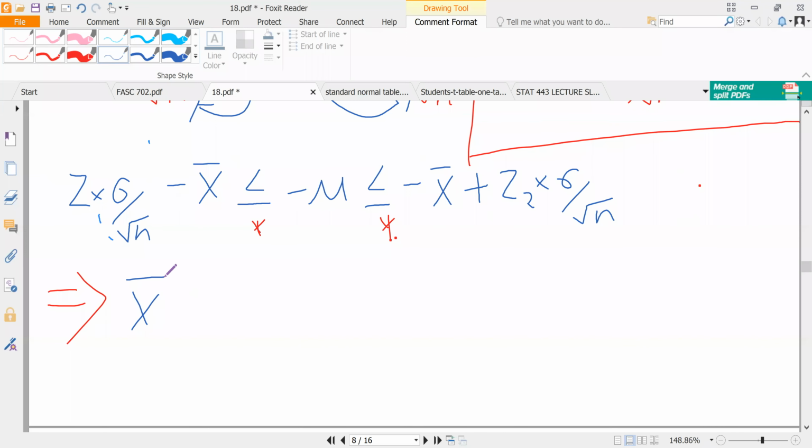x bar plus z sigma over root n, there's a multiplication sign there, is greater than or equal to mu, which is in turn greater than or equal to x bar. Sorry, because I am making mu the subject.